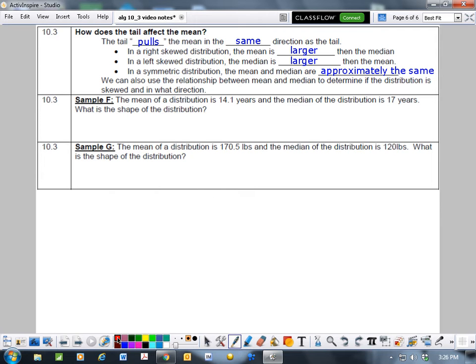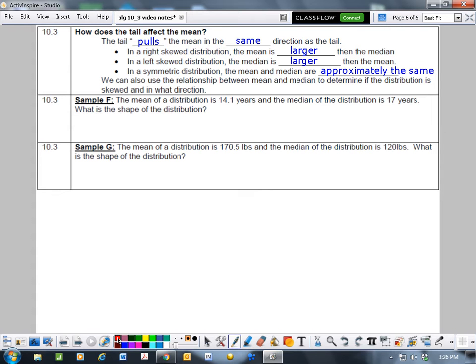Now in a left skewed distribution, the median is larger than the mean. And that's because the mean is being pulled to the left, towards the lower numbers. And then in a symmetric distribution, the mean and median are approximately the same. And again, this only occurs when there are no outliers. So we use this as a general rule of thumb to figure out what's happening to the distribution.